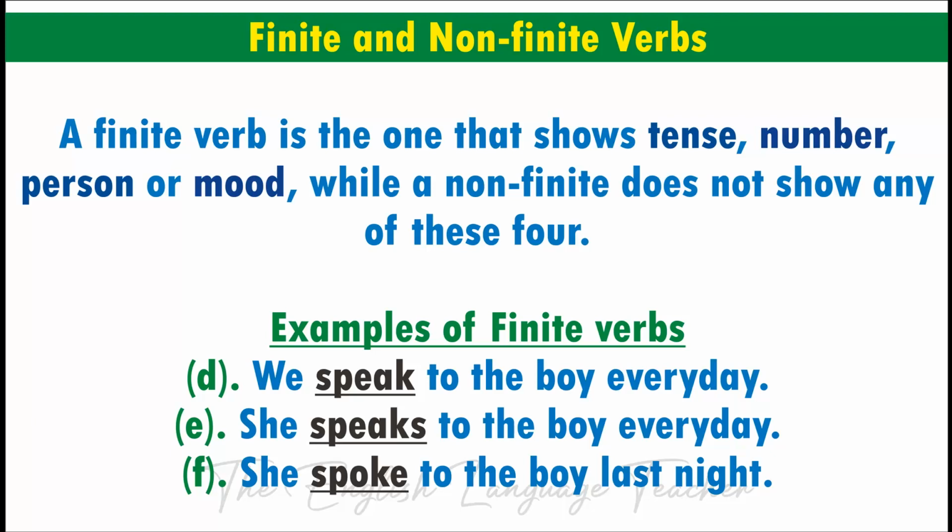Example E. She speaks to the boy every day. Speaks also shows present tense. That is 1. Then it shows singularity because the subject of the sentence, which is the pronoun she, is singular. Therefore, the verb is also singular. Speaks, it shows number, it also shows tense. In sentence F, she spoke to the boy last night. Spoke is a finite verb because it shows tense, the simple past tense.